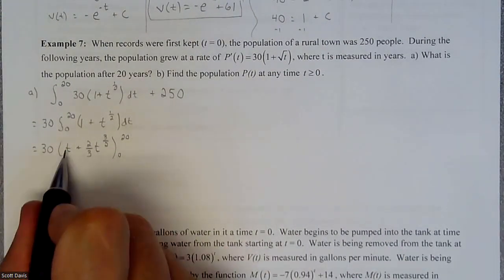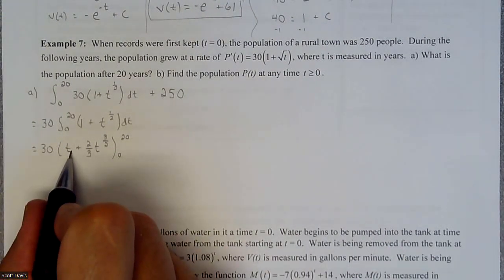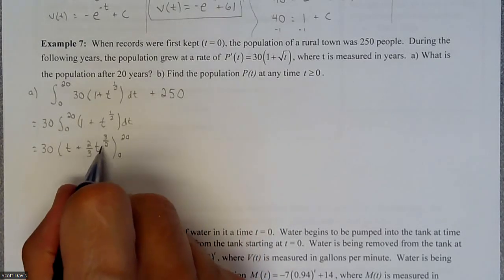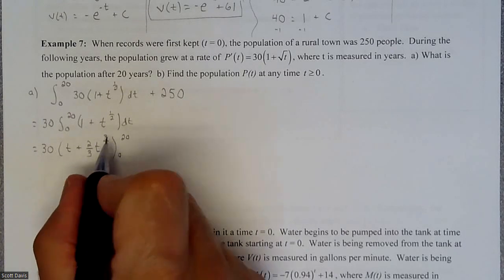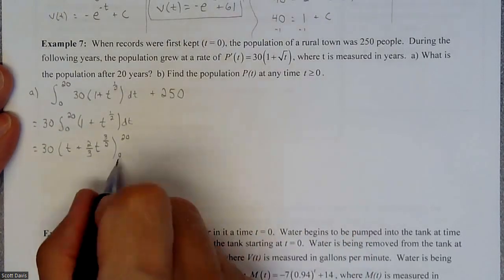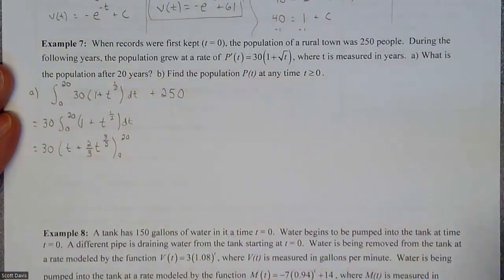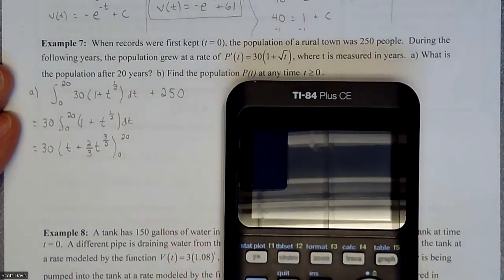Now I am going to plug this in, so that one's not going to be a problem, but plug in 20 into this, because I'm going to have to square root the 20 and then cube it. I don't really know what that is. And then when we plug in our zeros, that'll end up wiping that away. So I'm going to go ahead and plug this into a calculator.